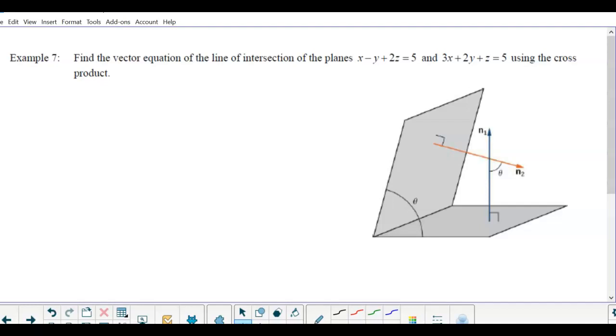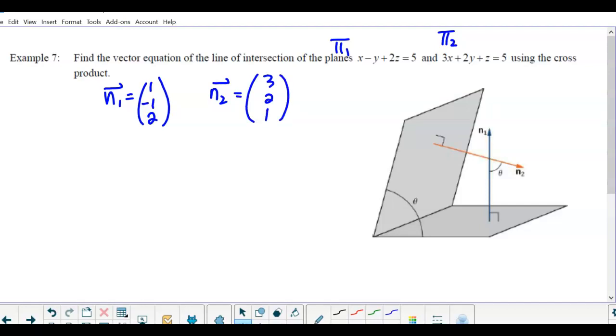I'm going to call this N1, the normal for the first plane, and this will be the second plane. So that's going to be 1, -1, 2, and 3, 2, 1. Okay, so the direction vector is going to be the cross product. Again, if you do it in a different order than me, then it's just going to be the opposite sign. And that's fine for a direction vector of a line.